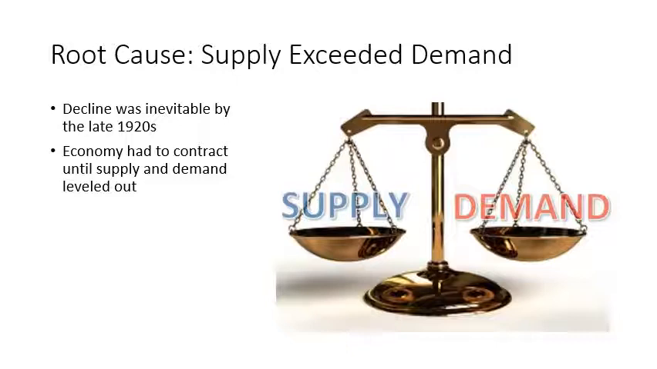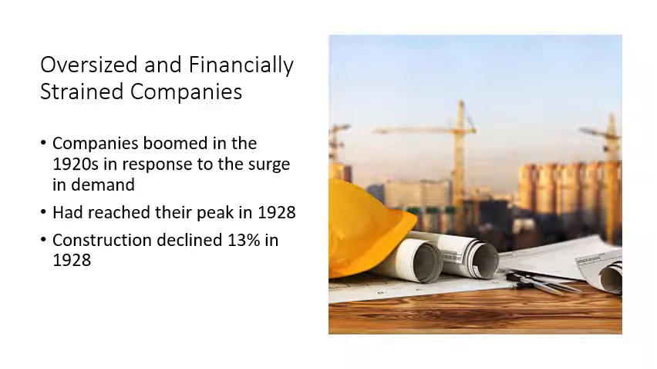So supply really starts to exceed demand, and the supply of goods is more than the consumer demand for goods. This decline was inevitable by the late 1920s, and the economy had to contract until supply and demand leveled out. That is, they had to produce less until demand caught up with it, so people would buy those things. So companies had really grown on the idea that demand would stay the same.